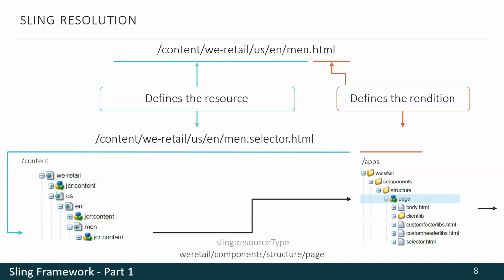Now let's see how Sling processes a request to a vRetail page. A content path again defines a resource in the JCR repository, and the extension defines a rendition. It tells Sling how to render this request.